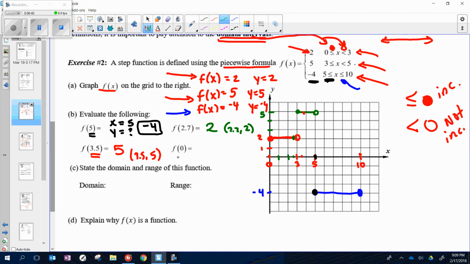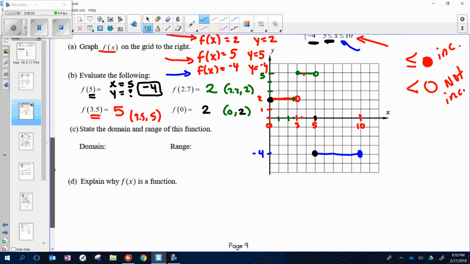And if x was 0, so 0, comma, where are we? Let's look at the graph. At 0, we are at 2. 0, 2. Let's look at the function. When 0 is included, we're on this piece, the 2. It's all about choosing which piece of graph you should be on.